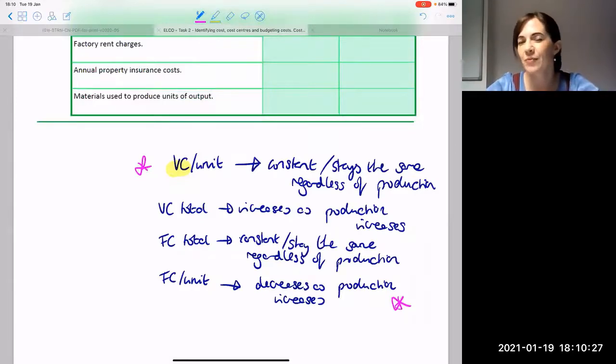Obviously, with a semi-variable cost, we'll see what's going to happen to that in a minute. But I'll leave it on the screen just for a moment longer in case anyone's copying it down. But these notes will get emailed out to you tomorrow anyway, so you'll have them then.